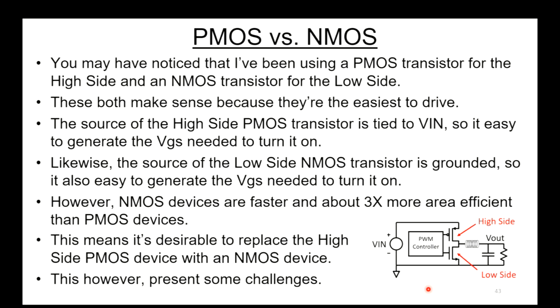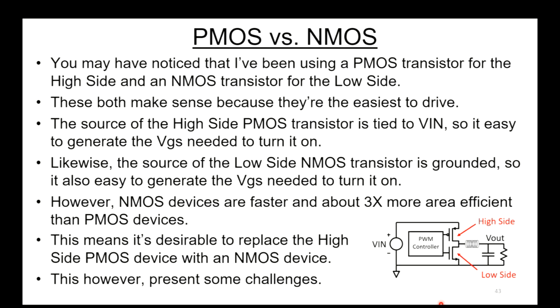Okay, PMOS versus NMOS. We'll get to Seiju's question here. You may have noticed I've been using a PMOS transistor for the high side and an NMOS transistor for the low side. These both make sense because they're the easiest ones to drive. The source of the high side PMOS transistor is tied to Vin, so it's very easy to generate the VGS needed to turn it on. Likewise, the source of the low side NMOS is grounded, so it's real easy to turn it on.